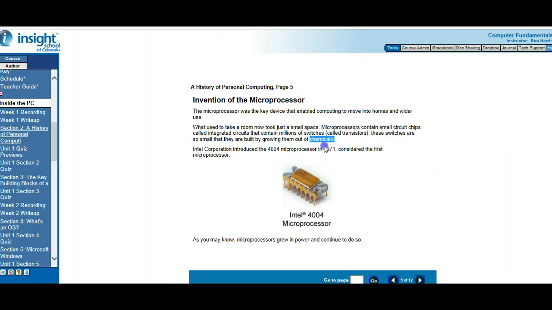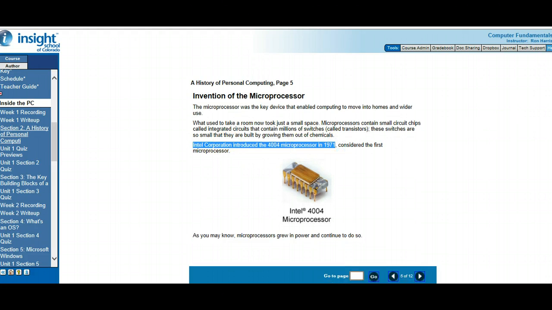Intel invented the first one in 1971. So that's who invented the first one, and that was in 1971. So if you look at the inside of a computer, you'll see lots of these little microprocessor chips in there.